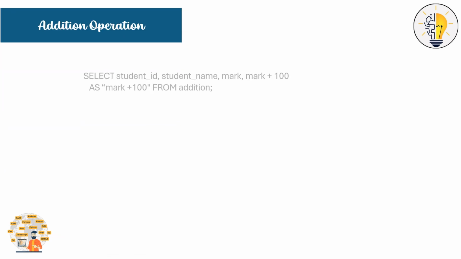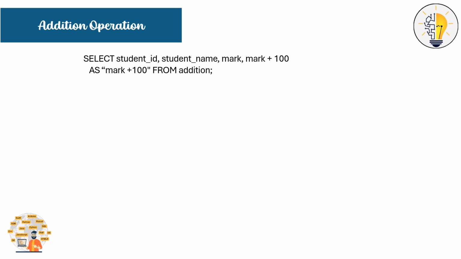So moving deeper into the SQL query for arithmetic operation. Yes, addition operation. This is the query that we are giving: select student ID, student name, mark, and you are adding the mark with 100, mark plus 100 from addition. So the table will have these three columns, and then the final column will be the mark added with 100 and shows the results.